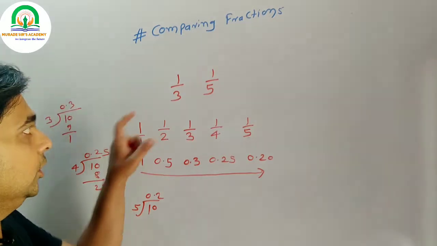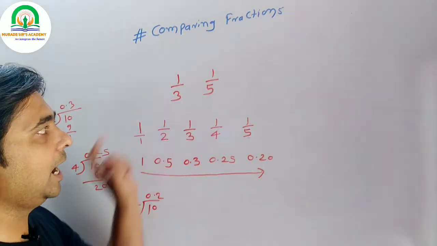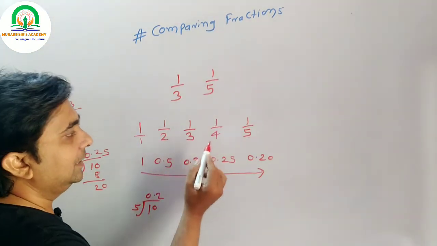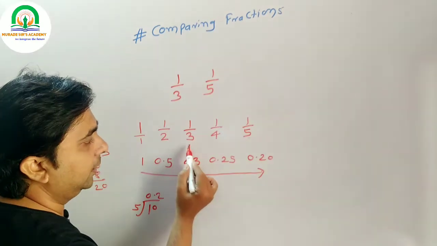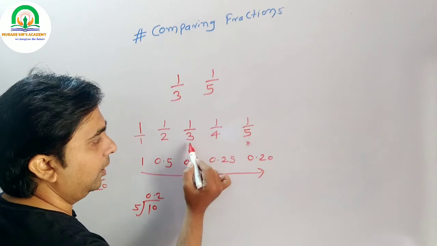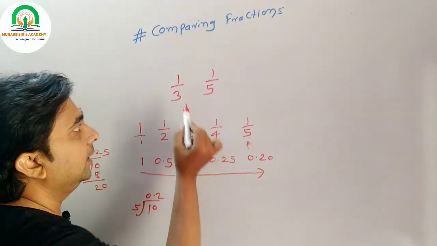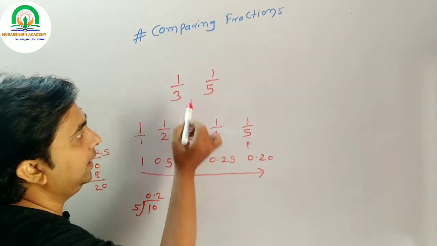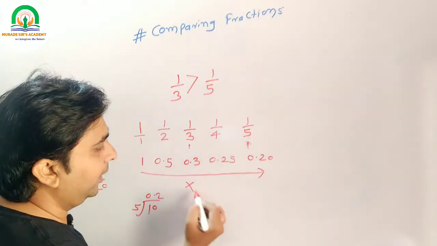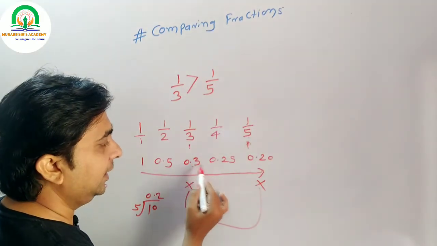It means if the numerator is the same and the denominators are different, how do we compare? Which is greater, 1 upon 3 or 1 upon 5? Which denominator is less? 3. But with 1 upon 3, it is the greater number. What is the value of 1 upon 3? 0.3, and 1 upon 5 is 0.2. Who is greater? 0.3 is greater.